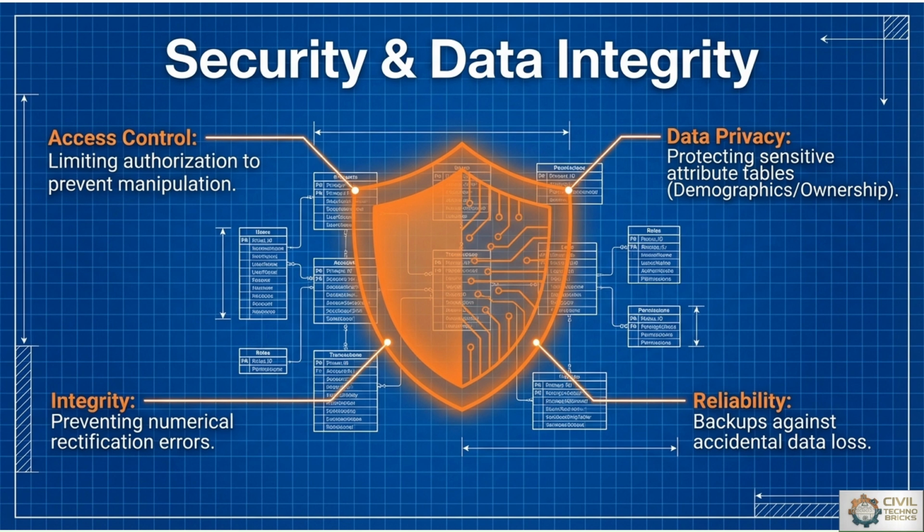What is meant by integrity? Preventing numerical rectification errors. What is meant by reliability? Backups against accidental data loss. Data privacy is protecting sensitive attribute tables, and access is limiting authorization to prevent manipulation.